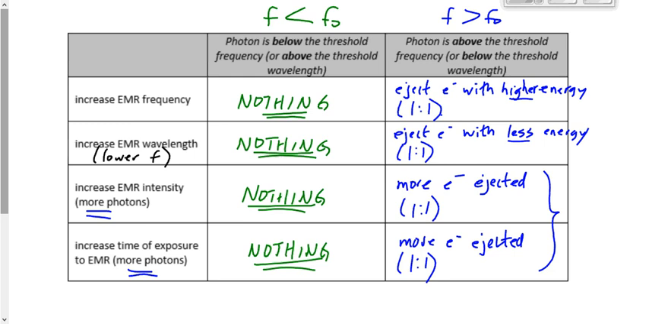So sometimes what you see in this context is slightly different wording. It might not say more electrons ejected. It might say a higher electric current produced. Really, the electric current is a measure of the number of electrons that are flowing per second. So you can say more photons causes more electrons, or you can say more photons causes a higher current generated. Sometimes we call it a photocurrent, the electric current that's generated by the photoelectric effect.